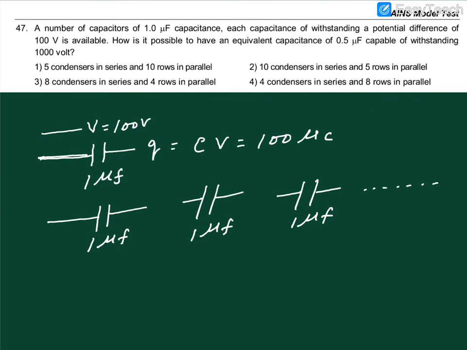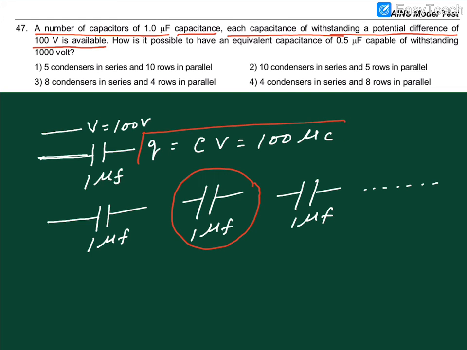So look at this problem where a number of capacitors are available, each of capacitance 1 microfarad, and each capacitor can withstand a potential difference of 100 volts. That means the maximum charge it can hold is Q = CV = 100 microcoulombs.